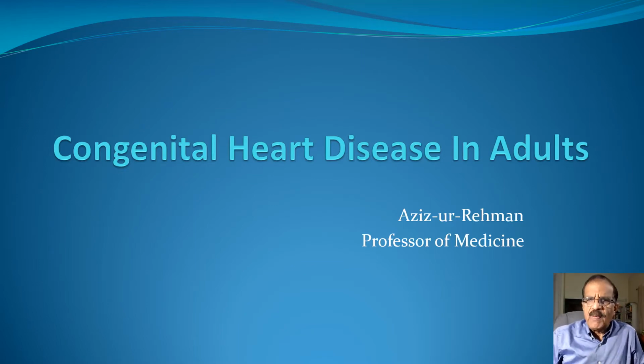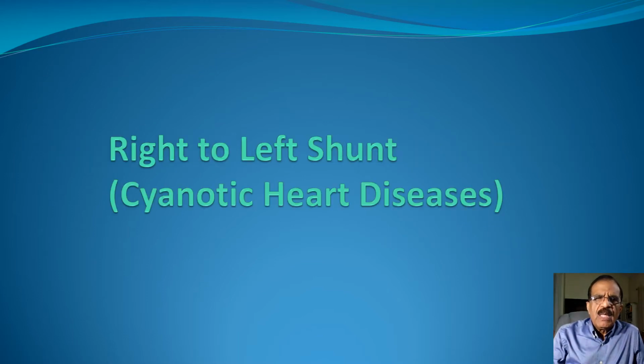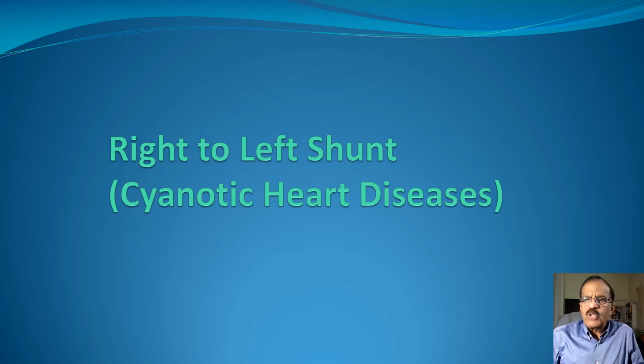I am Professor Azizur Rahman, and in our series of lectures on congenital heart diseases, today we are going to discuss right to left shunts. And I think they are also called cyanotic heart diseases. I emphasized that those conditions which are characterized by left to right shunts, there is no cyanosis, so they are called acyanotic heart disease. But those conditions where there is a right to left shunt, there would be cyanosis, and that is why these conditions are called cyanotic heart diseases.